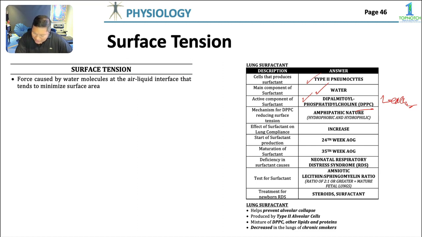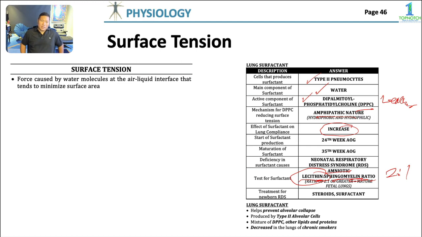That's why, what do we use to test for mature surfactant? Amniotic, not plasma levels: the amniotic lecithin-sphingomyelin ratio, because lecithin is DPPC. An amniotic LS ratio of more than 2 to 1 will herald maturity of your surfactant. This is what we want. DPPC is amphipathic, with a lipid-soluble and a water-soluble side. Surfactant will increase lung compliance but decrease surface tension and collapsing pressure.